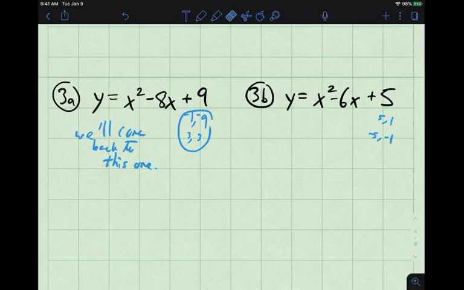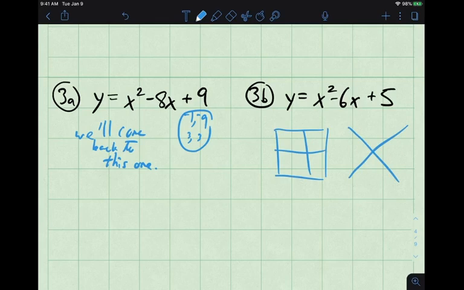And now we will try to graph this one over here, or factor it. Draw our box, draw our diamond, x squared, 5x squared, negative 6x, negative 5x, negative 1x.